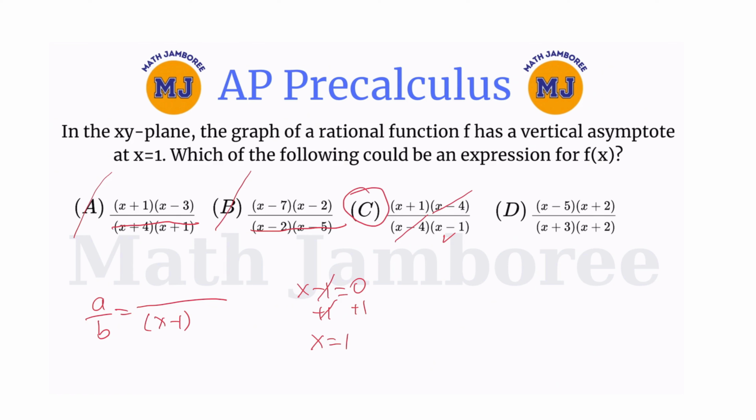And choice D, we don't have x minus 1 in the denominator. So we can go ahead and eliminate choice D as well. So the correct answer is choice C for this specific question.